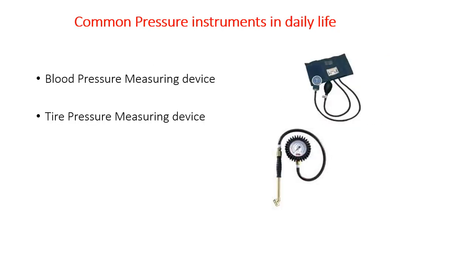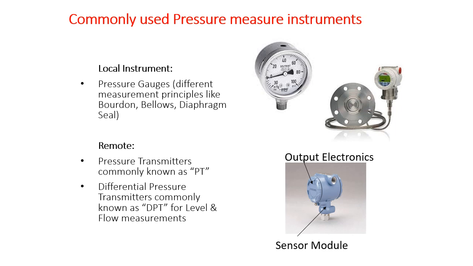Now, these are some common pressure instruments that we see in our daily life. It may be our tire pressure measuring device or the blood pressure measuring device. Again, these are some of the common pressure measuring instruments, and they can be classified into two groups. One is local measurement, another is remote. Local measurement can be a pressure gauge. There are different types of gauge like Bourdon gauge, bellows, diaphragm seal, etc.